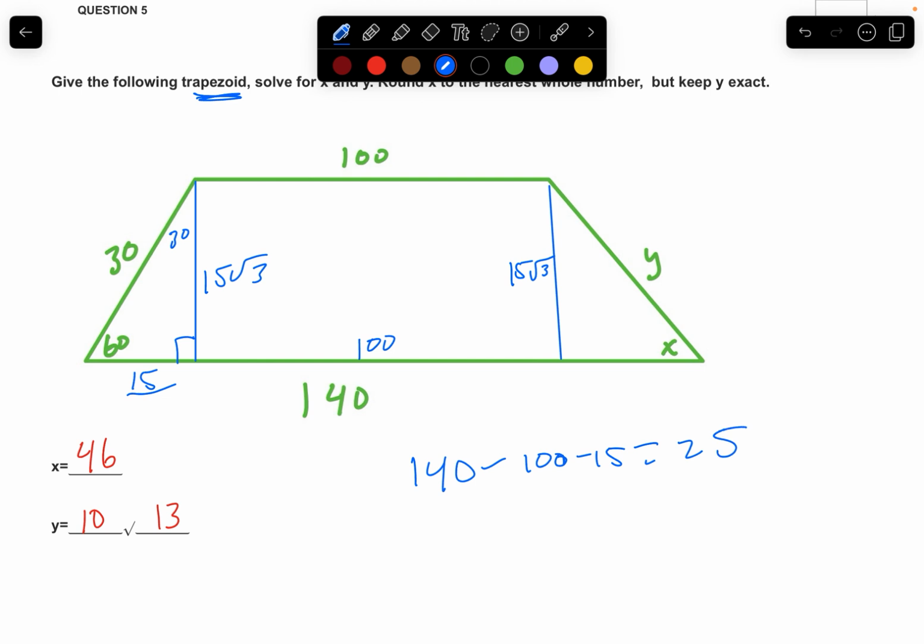So that would be 25. So we know that this length is 25. So what are the questions? We want x. Where is x? Oh, this corner. It says round to the nearest whole number.